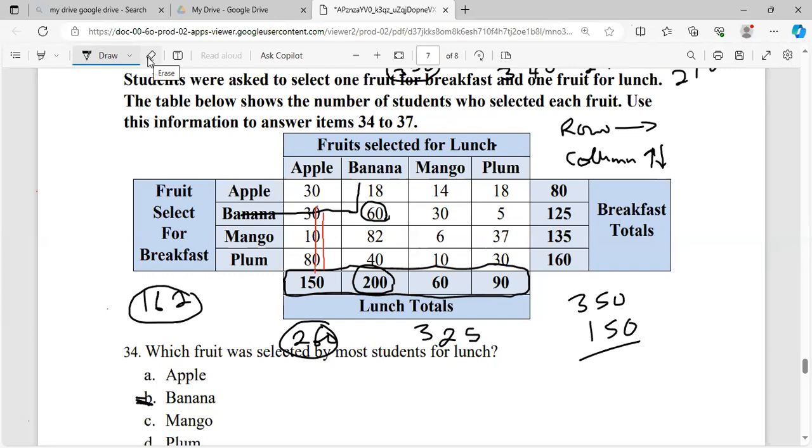How many persons chose mango for lunch and mango for breakfast? Mango, I said, guys. Oh, both. 6. 6, sir. Yes, intersection. 6. It's where the lines intersect, right? So they chose it for breakfast and they chose it for lunch. Alright? So this is how you interpret it, guys.